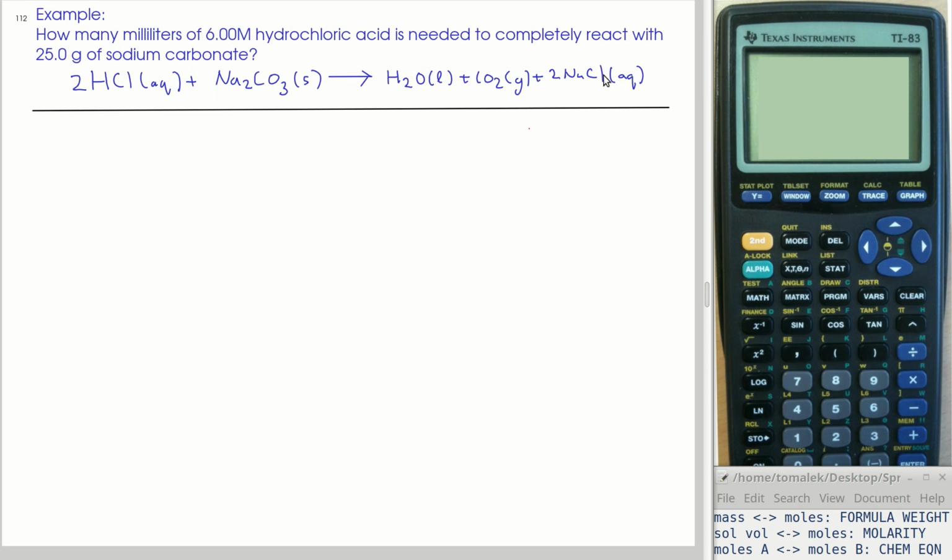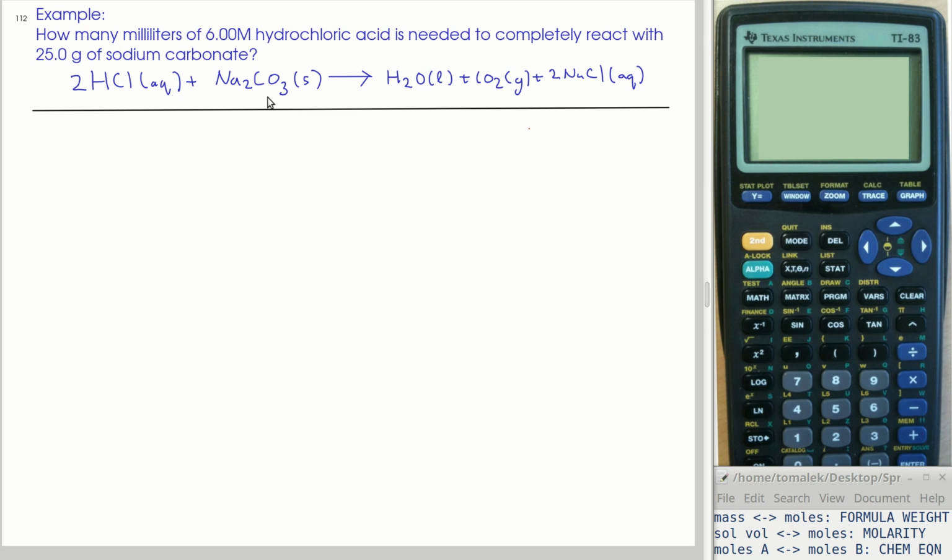And where this problem comes from is laboratory safety. We use sodium carbonate and sodium bicarbonate to neutralize acid spills. So this question is essentially asking us, if we have 25 grams of sodium carbonate available, how big of an acid spill can we neutralize? So let's figure it out.